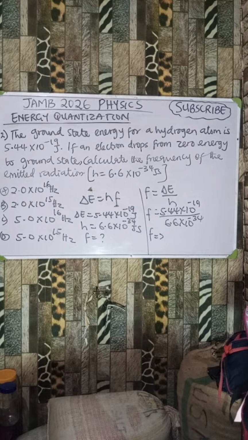.24 times 10 to the power of minus 14. I don't have that in my options. So try again. Check where you made a mistake. Sochima, I don't have such in my options.